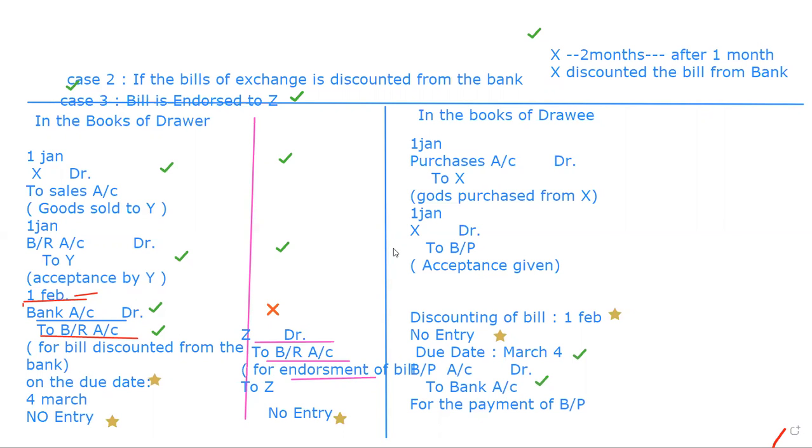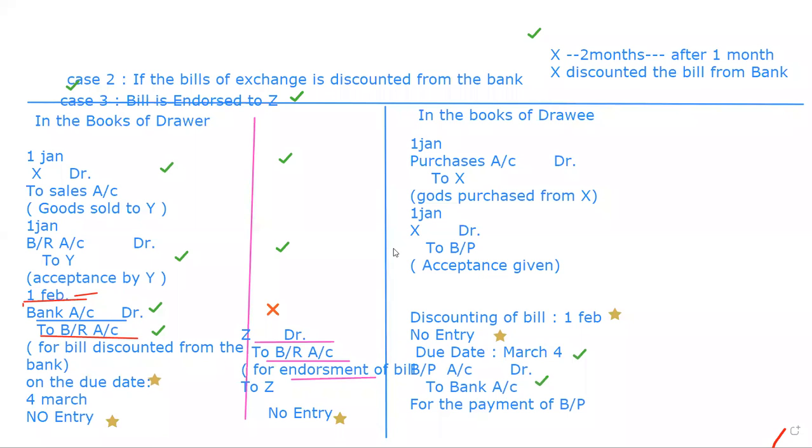These same three entries are to be passed, whether it is case 1, what we did yesterday, if the bill is retained by the drawer, or whether it is case 2, bill of exchange is discounted from the bank, or whether it is case 3, bill is endorsed to Z. Any of the cases, there will be no effect on the books of drawee. The drawee is supposed to do three entries. First, at the time of goods purchased. Second, at the time of bills payable accepted.